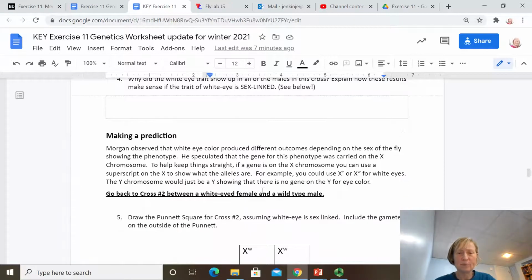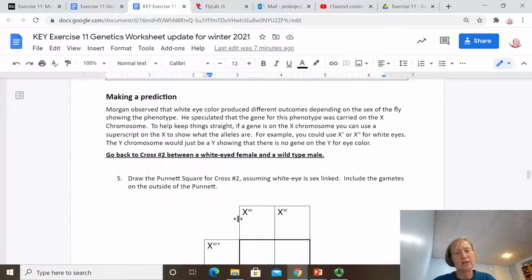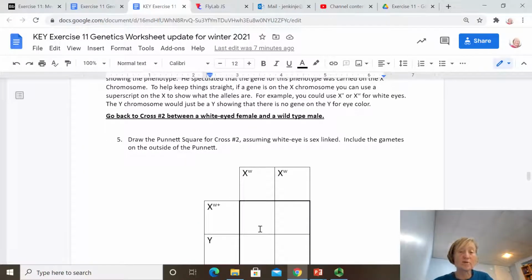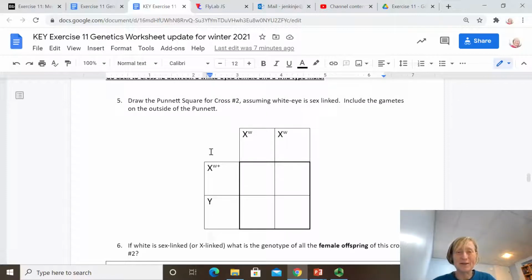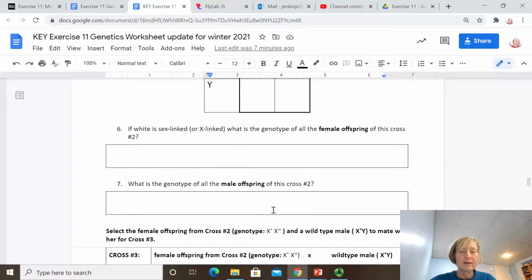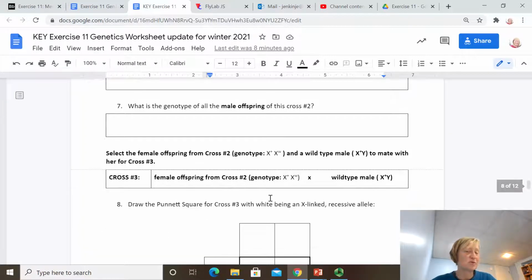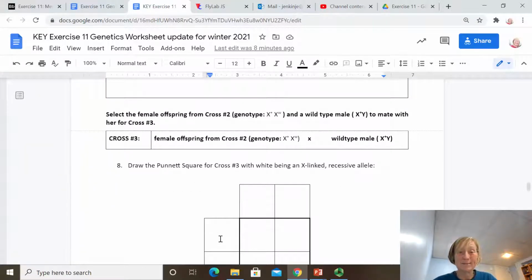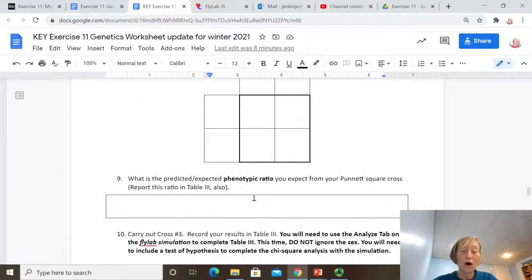Okay, and then you're going to do some predictions. We're going to actually draw out the Punnett square for cross number 2 that you made. And I've helped you here by giving you the gametes. That helps a lot. You're going to think about what's the genotype of the female offspring, what's the genotype of the male offspring from that cross, and then you're going to make a third cross. And you're going to have to fill out the gametes yourself. And this is sex-linked, so you have to remember to use the X's and the Y's. And then you're going to run the cross.